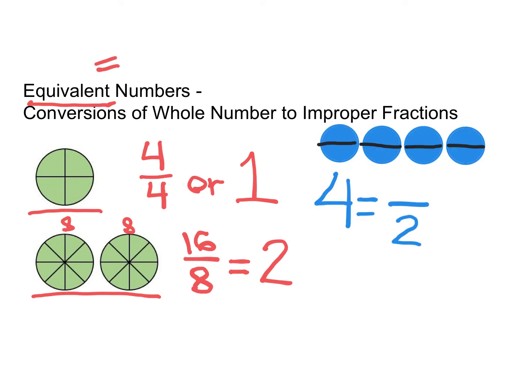Now you try. Imagine I have 4 whole circles, but I divide each of them in half. How many halves do I have? In this case, 4 would be equal to 8 halves because each of these has 2 pieces, or 2 halves, for a total of 8 halves.